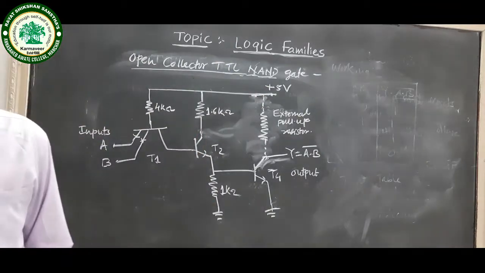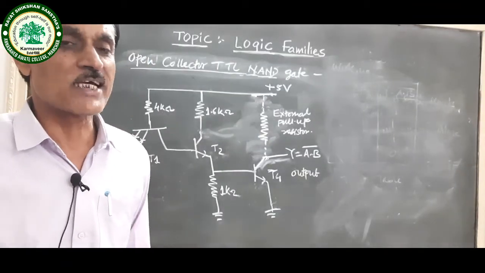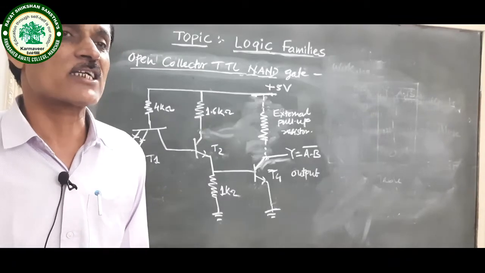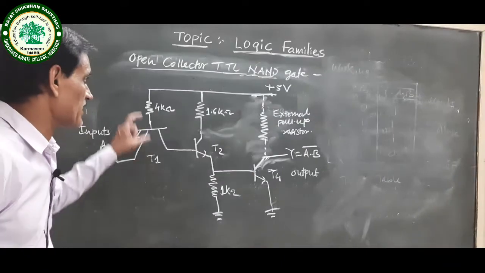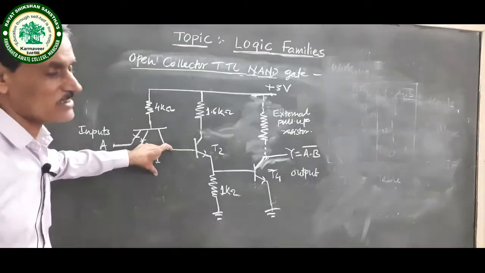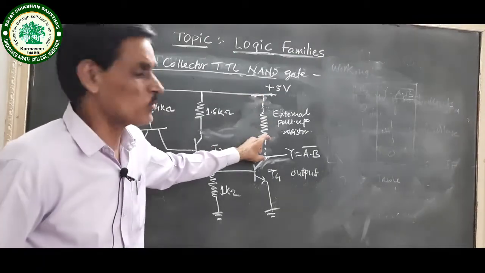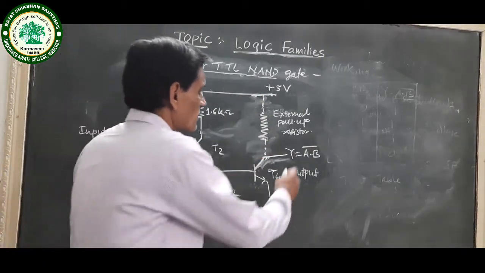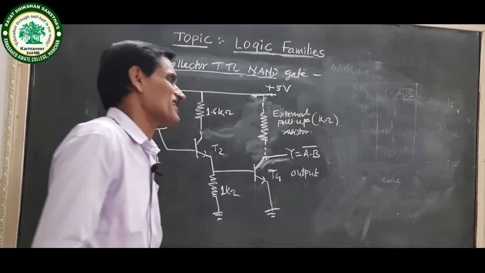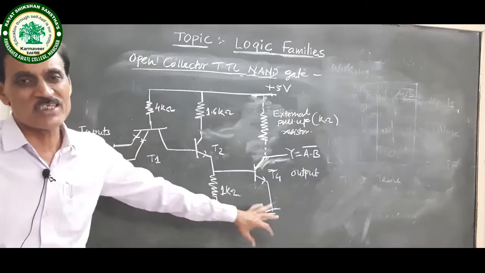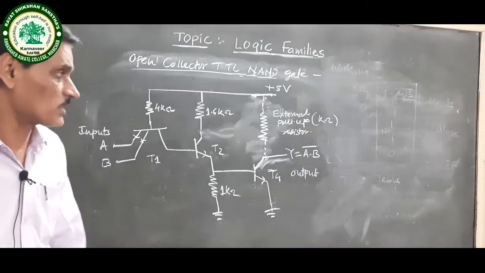In the previous gate, you get a 0 or 1 output. Two types of pull-ups are there, active pull-up and active pull-down. But as far as open collector devices are concerned, you have to connect one external pull-up resistor in the order of a few kilo ohm, like 10 kilo ohm. Then only the gate will work properly.